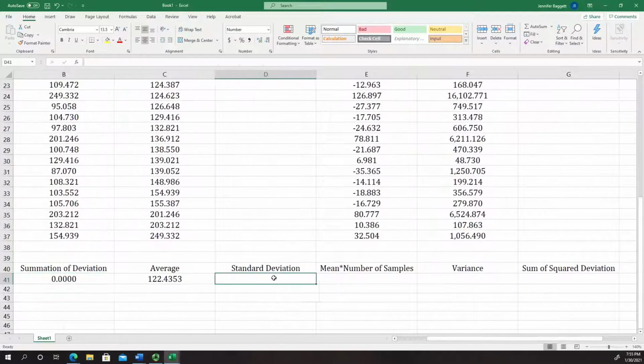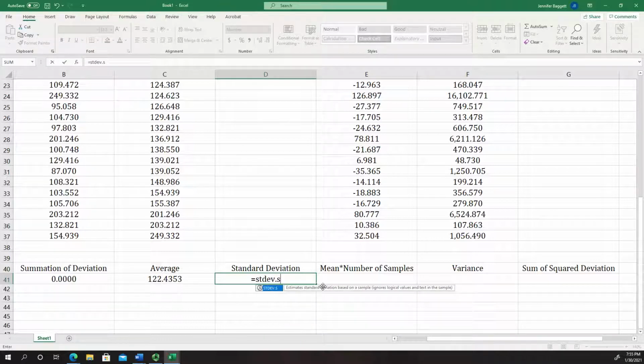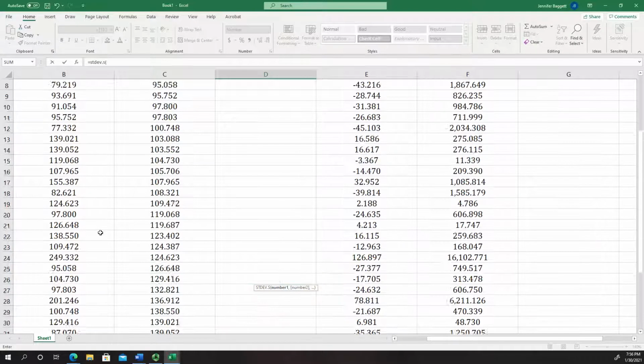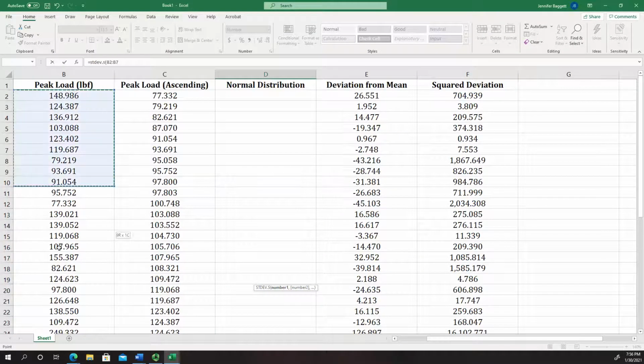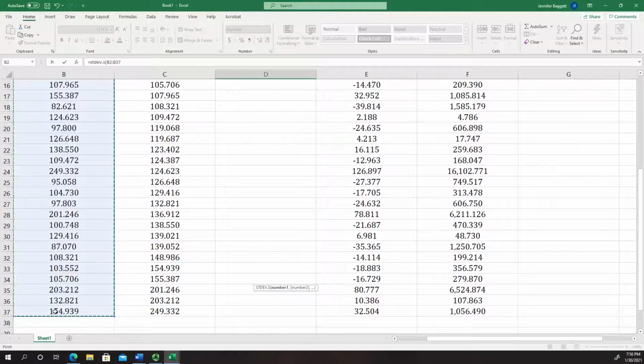So next we look at standard deviation. So the way we want to find standard deviation, and in this case don't forget we're looking at sample standard deviation because we're doing a sample set of cans. So we're doing equal to stdev.s. So one thing you'll notice in these, you'll have stdev.p and stdev.s. So the p is population and the s is sample. So we'll take the standard deviation, and we're looking at the standard deviation of that peak load value. So we can do all of our peak load values.